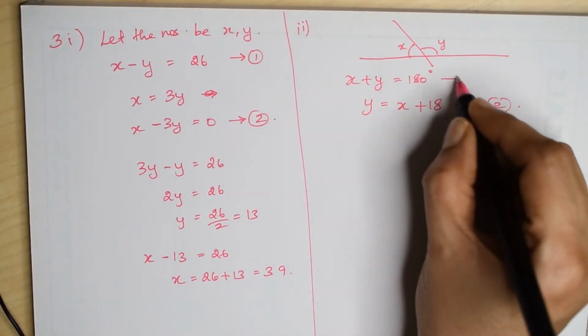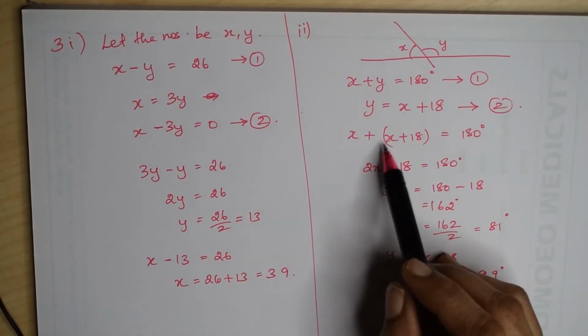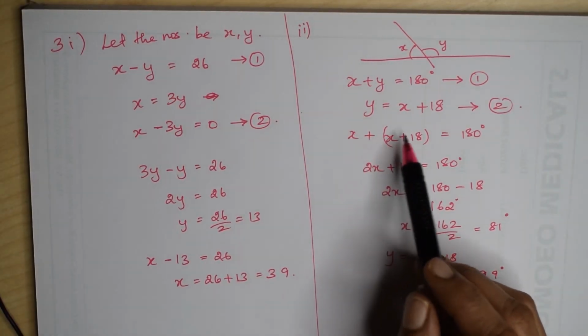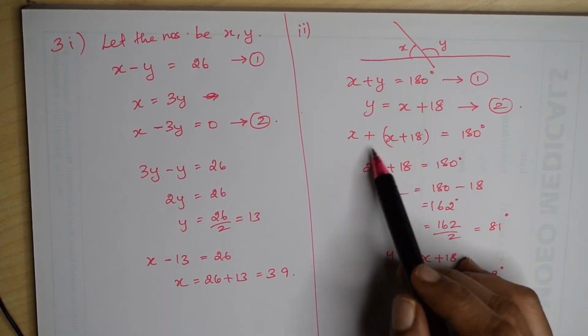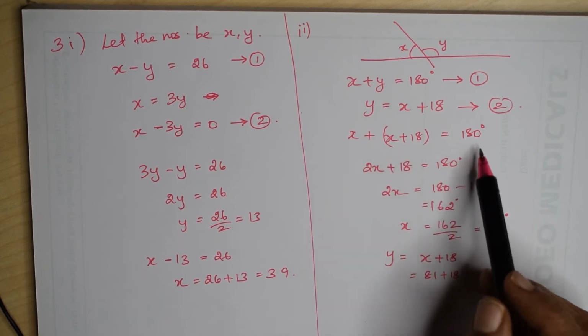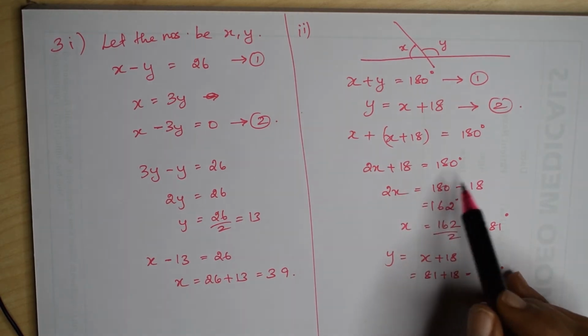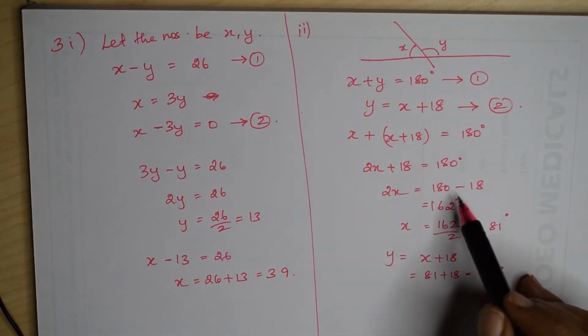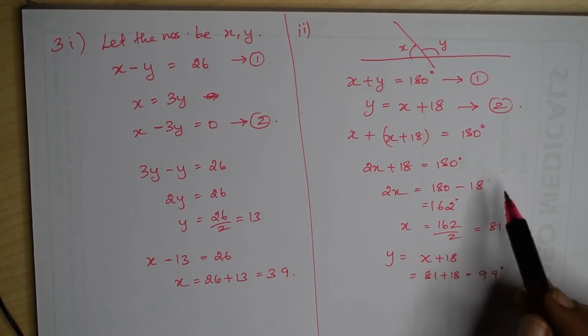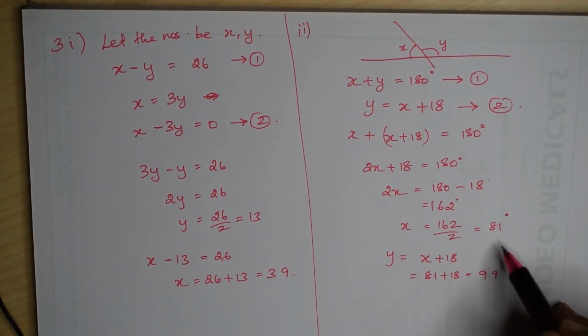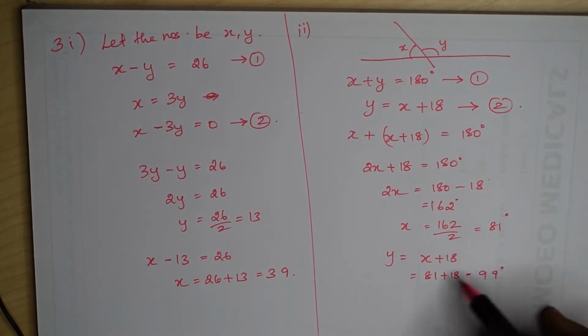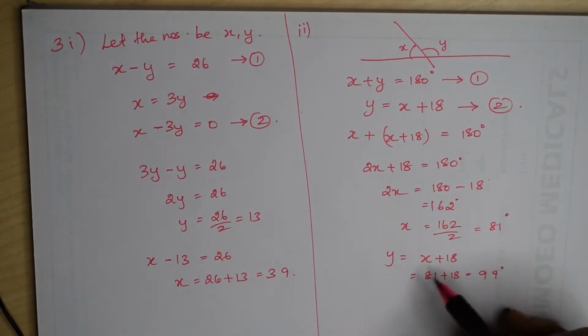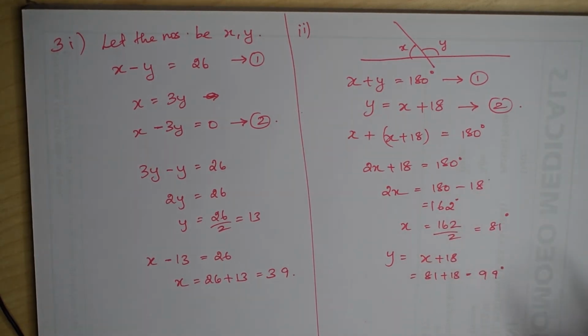As this is going to be the substitution method, in the place of y I am using this value. So x plus x plus 18 is equal to 180. So 2x plus 18 is equal to 180. 2x is equal to 180 minus 18, that is 162. The x value is calculated as 81. When I substitute that value in the second equation, I find the value of y is equal to 99. That's it. When I add these two up, it is equal to 180 degrees. So both these angles are supplementary angles.